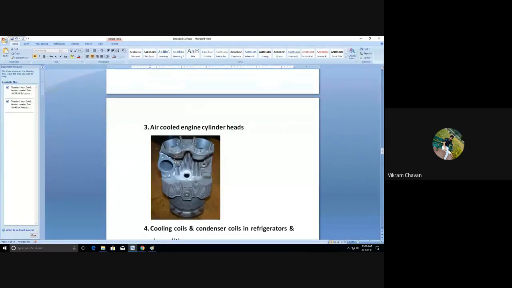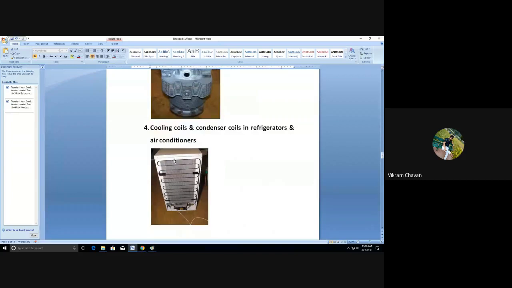Air-cooled engine cylinder heads. Fourth one, cooling coils and condenser coils in refrigerators and air conditioners.